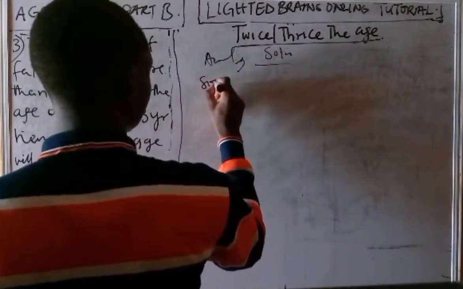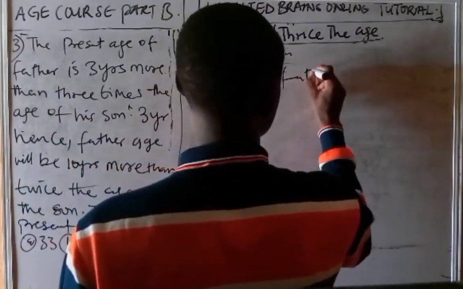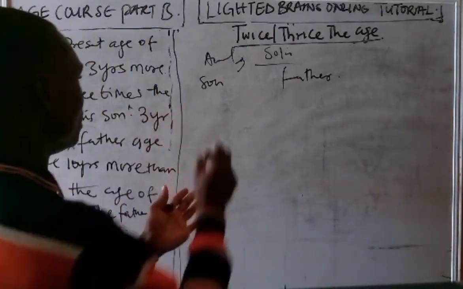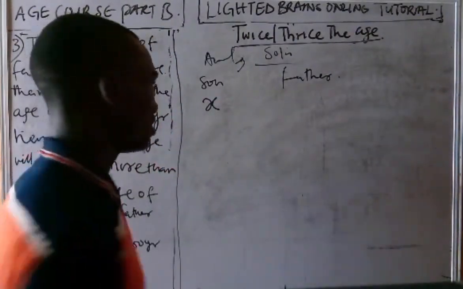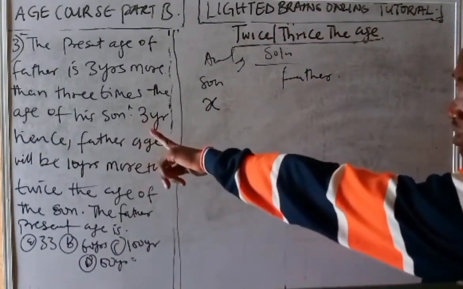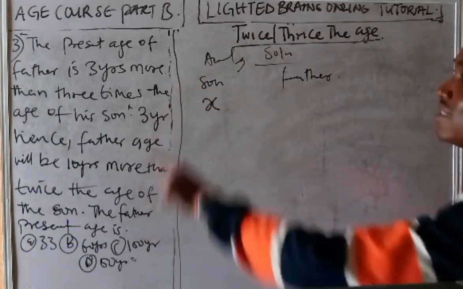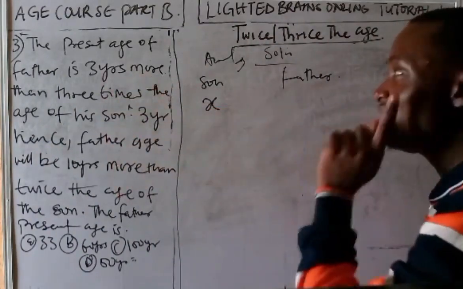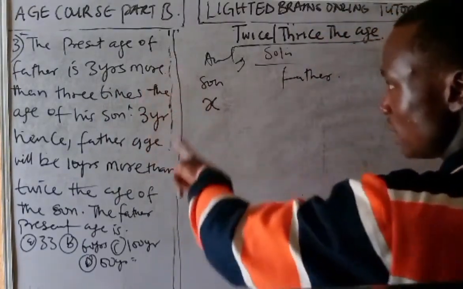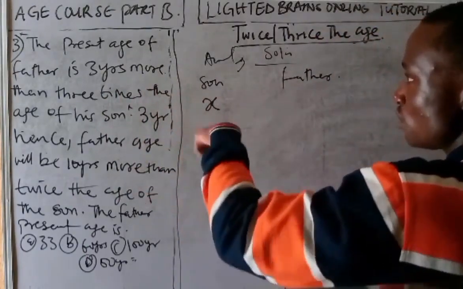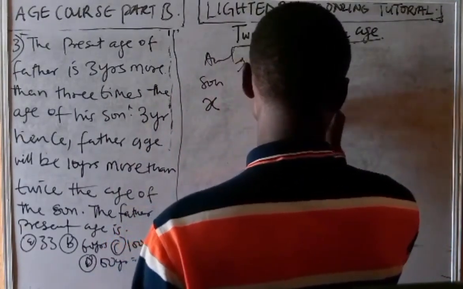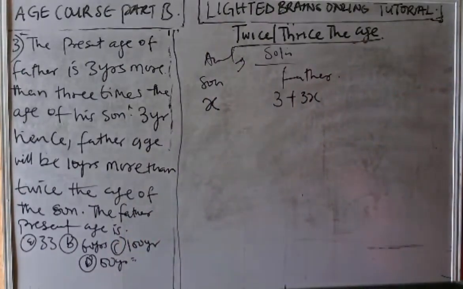Now let's do it again. We don't know the age of his son, so we keep it as S. The present age of the father is 3 years more than 3 times the age of his son. That is 3 plus what? 3x.